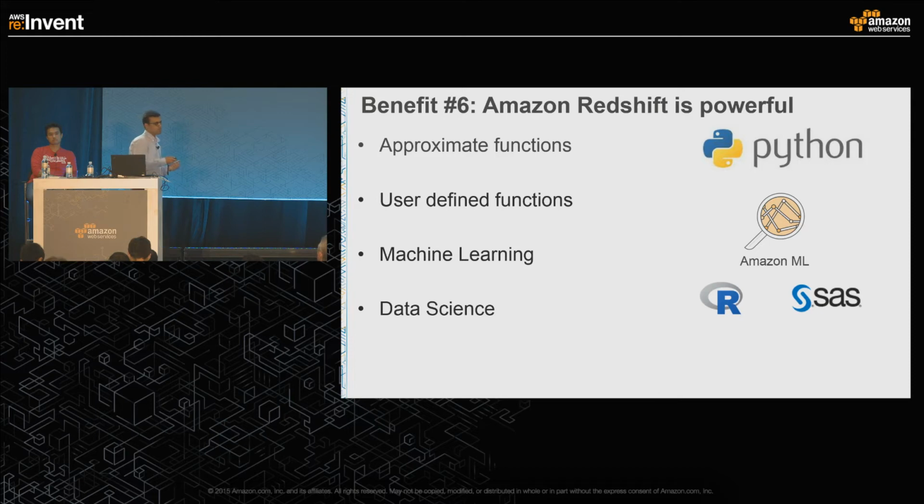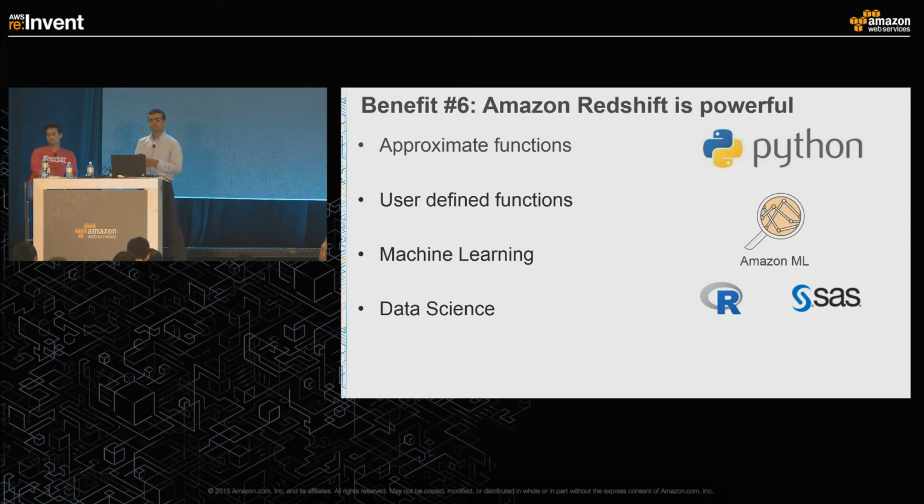Redshift provides you a lot of analytical horsepower. It enables you to do a lot of interesting things around data science. So we have approximate functions that enable you to do count distinct sort of queries extremely quickly with some margin of error, which is typically in the range of 1 to 2%.